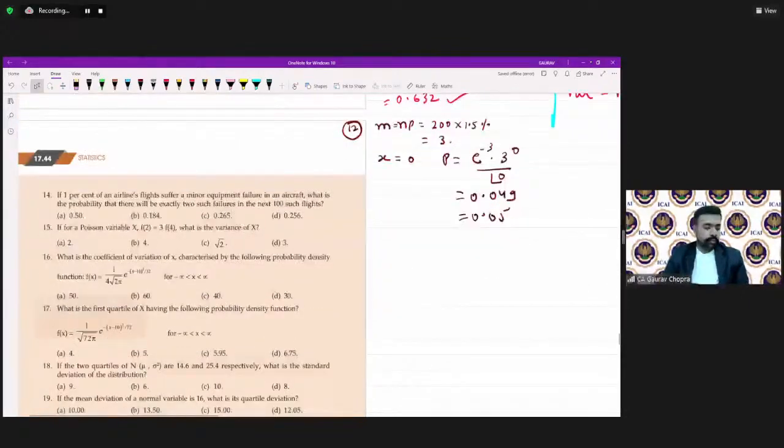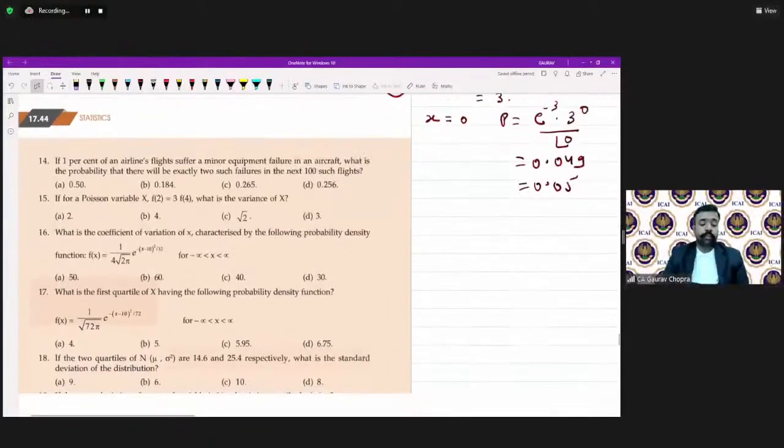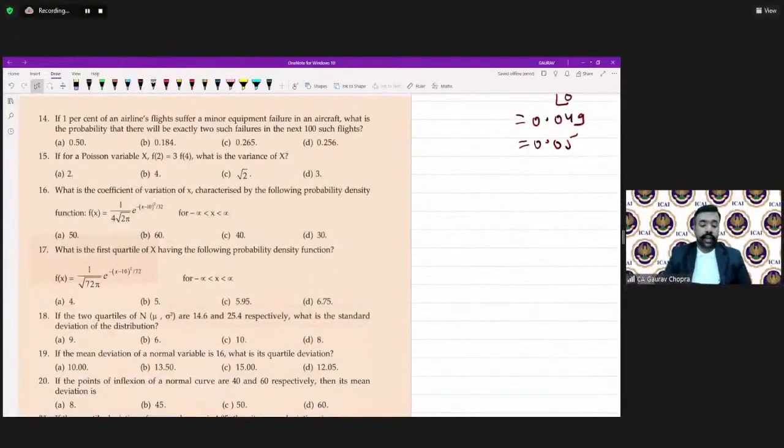Let's read question number 14 also. If 1% of an airline's flights suffer from minor equipment failure in an aircraft, what is the probability that there will be exactly 2 such failures in the next 100 such flights? So what we have to find out: 2 failures in the next 100 flights. So what is the mean?